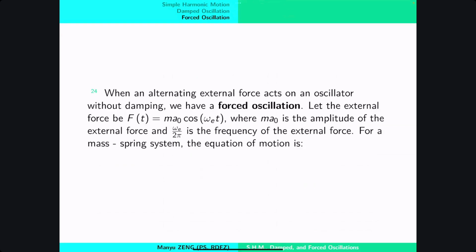So when an alternating external force acts on an oscillator without damping, we have forced oscillation. So this is a definition. So the right hand side is no longer zero. If you remember, last time in simple harmonic motion, we had the right hand side of the ODE equal to zero, and this time we have a force on the right hand side. So the system is not passive; it is forced, right?